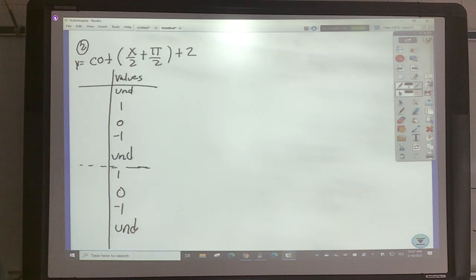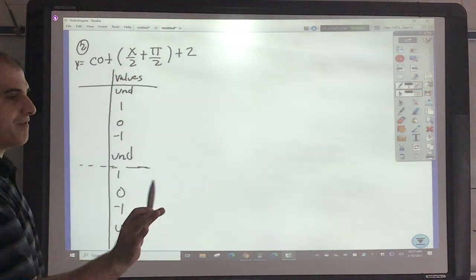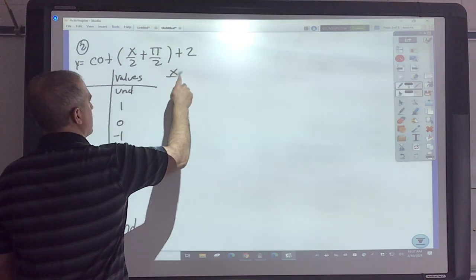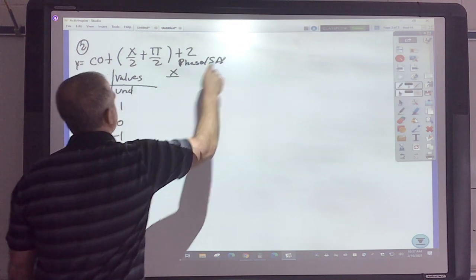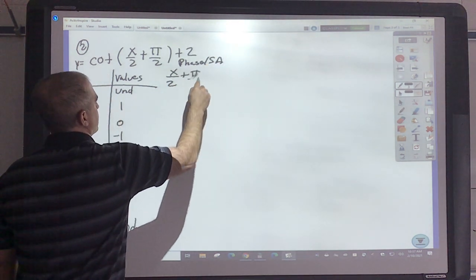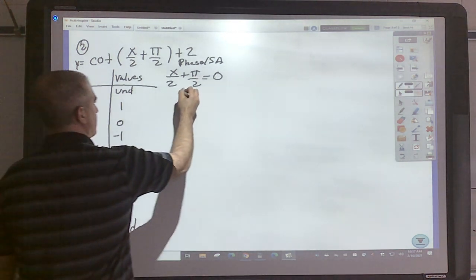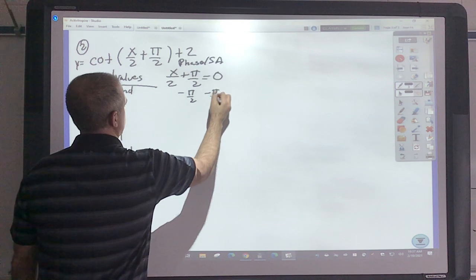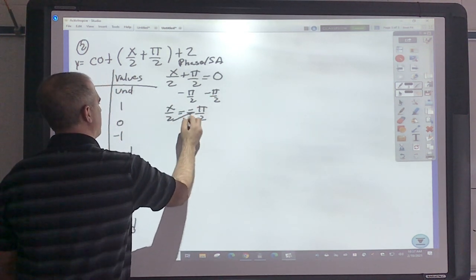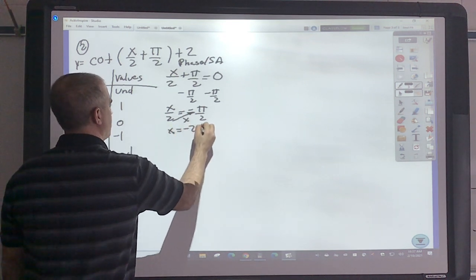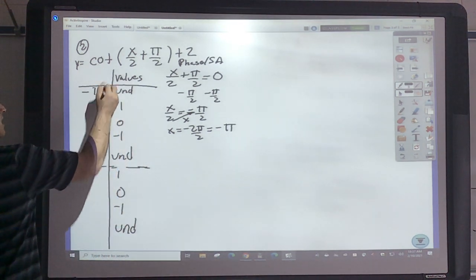Okay? All right, now, I'm going to start cotangent. The phase shift and the starting angle are the same. X over 2 plus pi over 2 equals 0. Don't have to worry about the whole negative pi over 2. So subtract. That's going to be x over 2 equals negative pi over 2. I would cross multiply, so x equals -2 pi over 2 or negative pi. That would be my first angle.